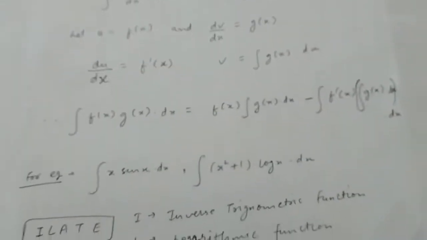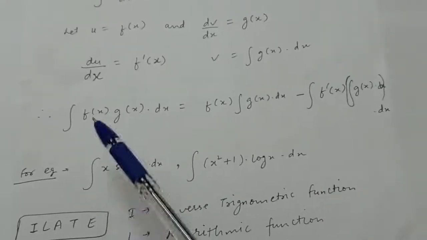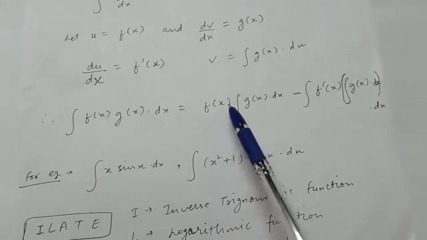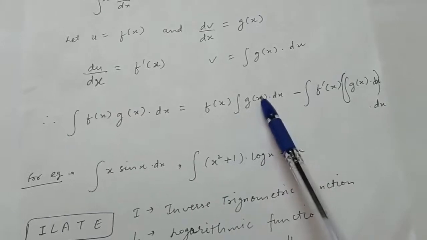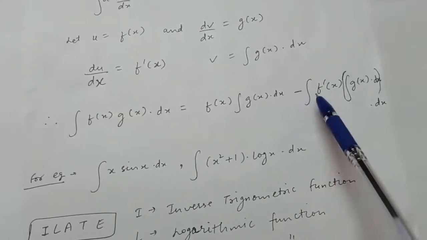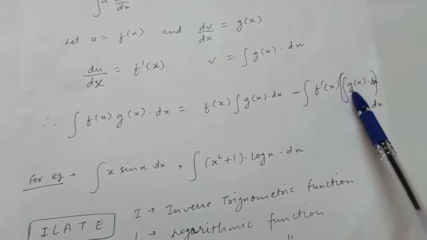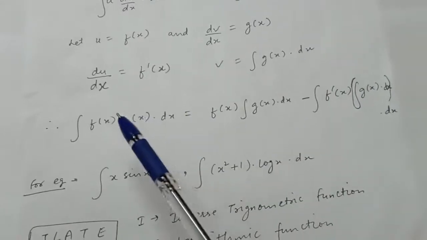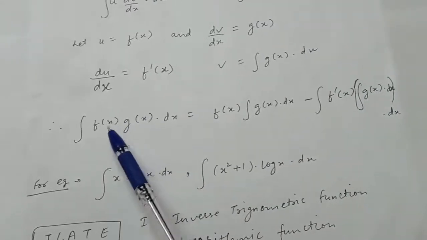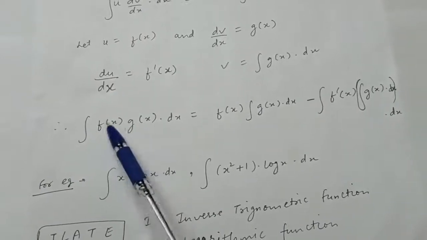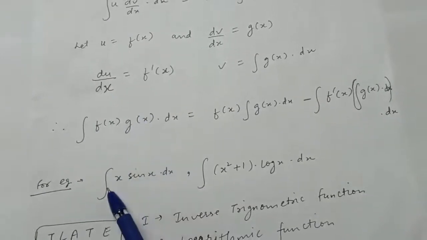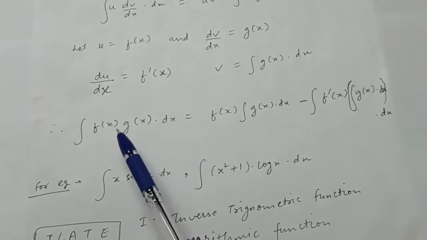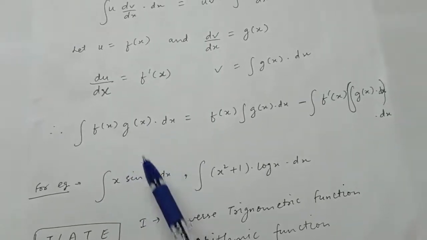So integration by parts says that the integral of the product of two functions is equal to f(x) into the integral of the second function g(x), minus the integral of the derivative of f(x) into the integral of g(x), right? Now see, in these types of questions you have to understand which function is to be taken as f(x) and which is to be taken as g(x).